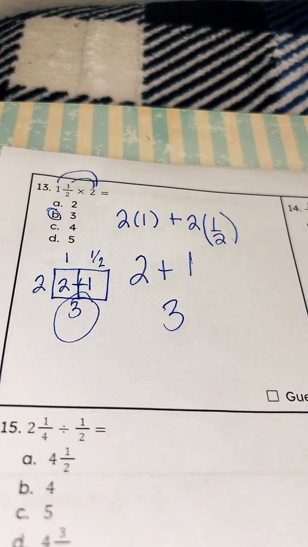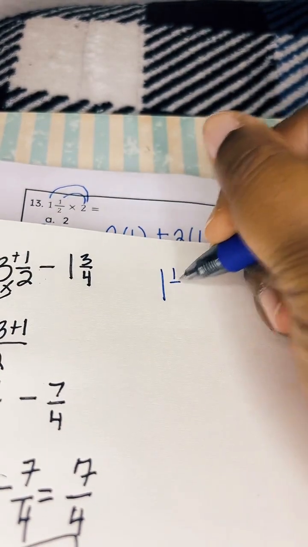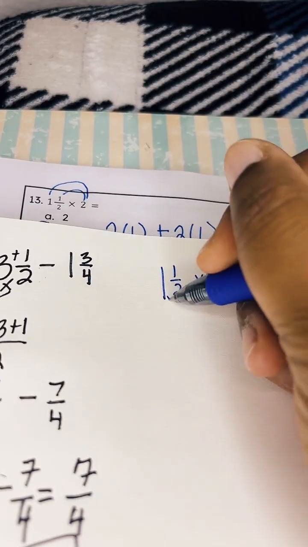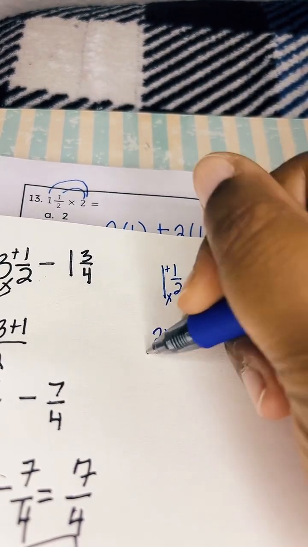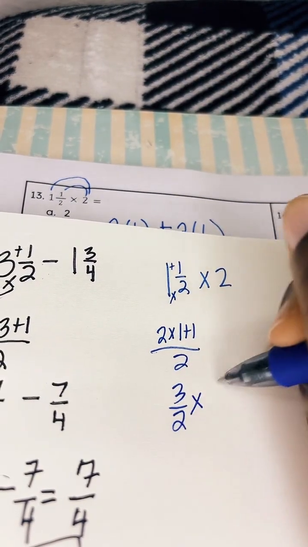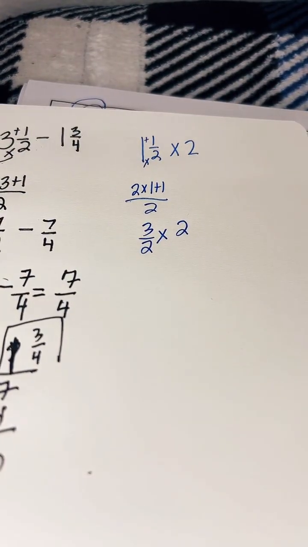All right, let me show you the old school way. The old school way is you would have had to first change this to an improper fraction. So we would have done 2 times 1 plus 1 over 2. So this would have been 3 halves. Then we would have multiplied by 2, right?